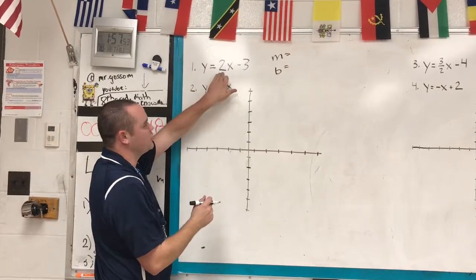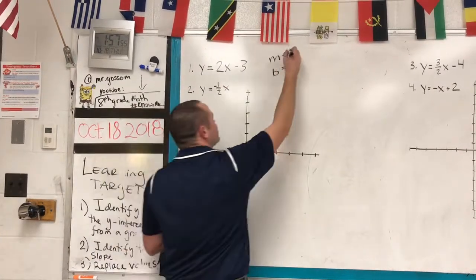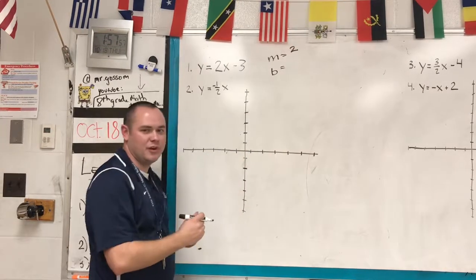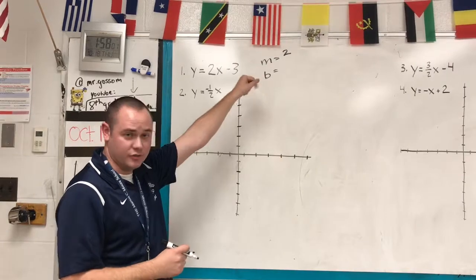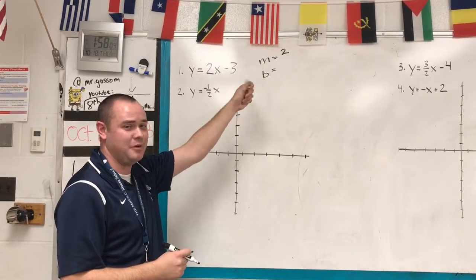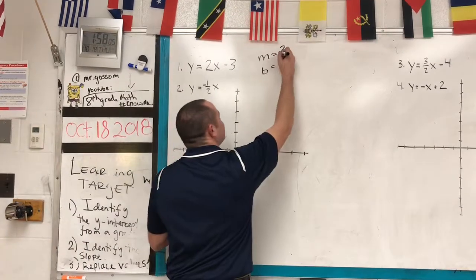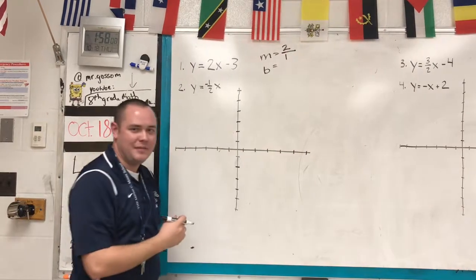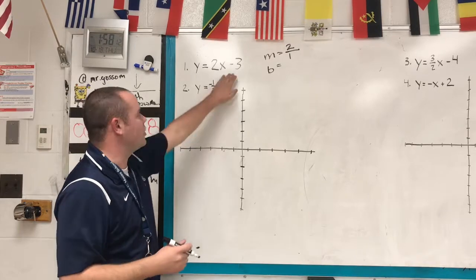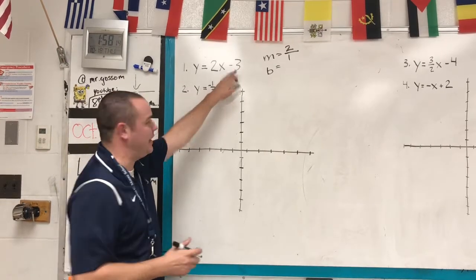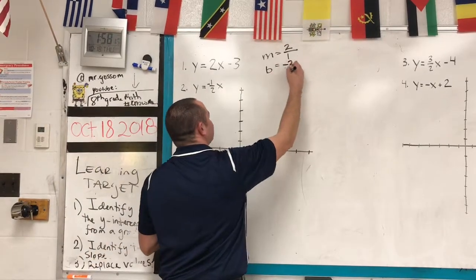So our m is whatever number is always next to x, which in this case is 2. But whenever we graph, we need it to be in rise over run form. So what we can do to 2 to keep the value the same, but make it a fraction, is we can make 2 over 1. And that way it's in a form that we're familiar with for rise over run. Then our b is always going to be our number that's by itself, which in this case is negative 3.